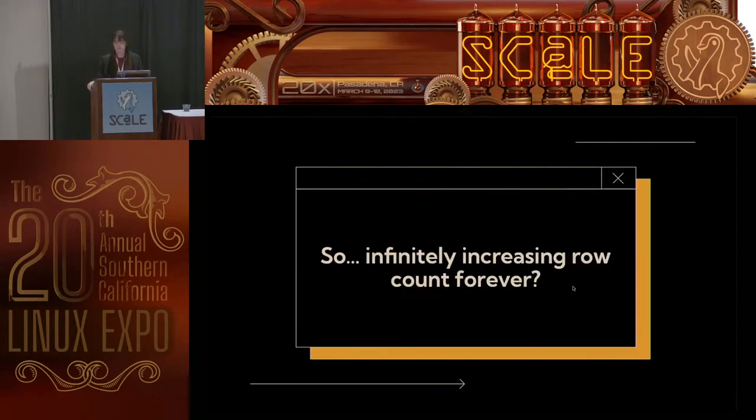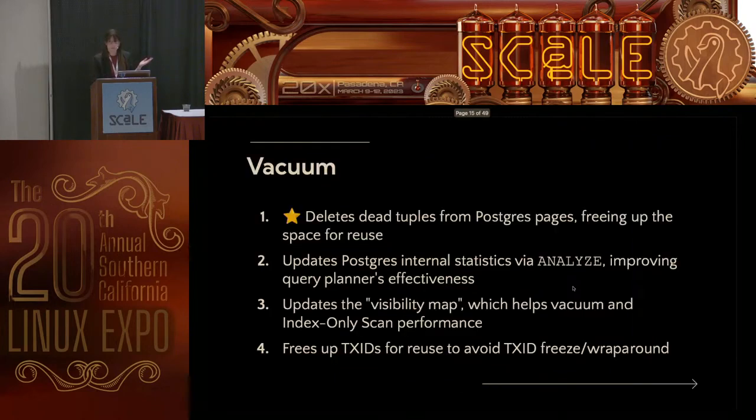Awesome. So that seems great. We figured this out. Does this mean that we're just infinitely increasing row count forever? We're doing soft deletes. That solves the latency problem, and it solves the consistency problem, but what do we do from here? The answer, as many of you are probably familiar with, is vacuum.